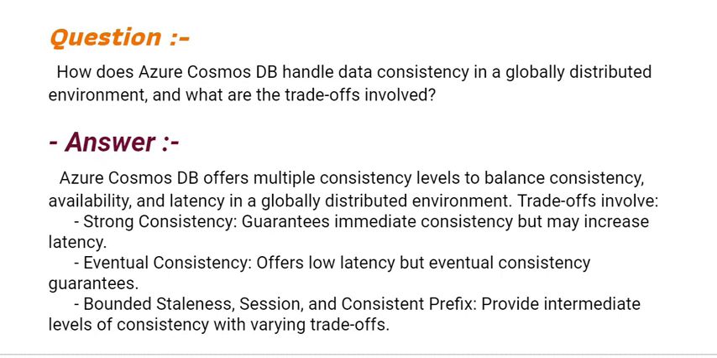The second one is eventual consistency. Offers low latency but only eventual consistency guarantees. And the third one is bounded staleness. Session and consistent prefix provide intermediate levels of consistency with varying trade-offs.